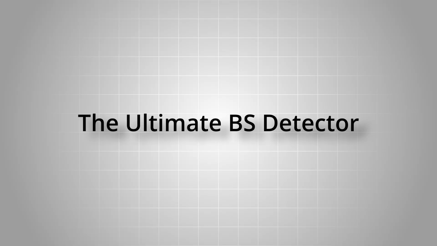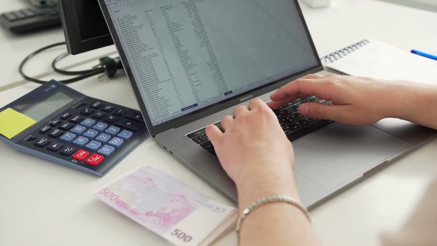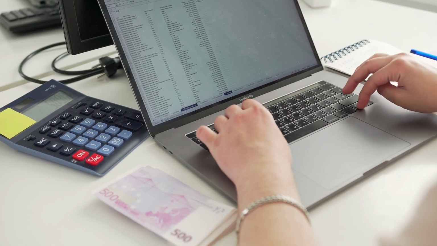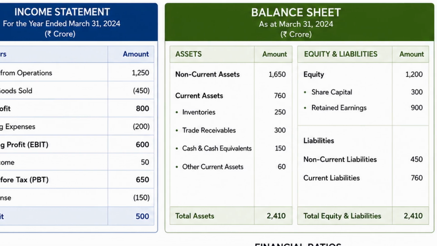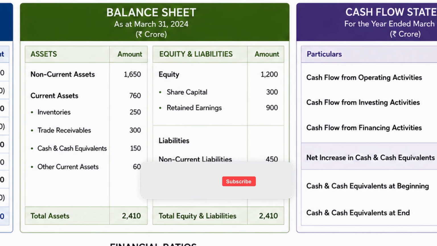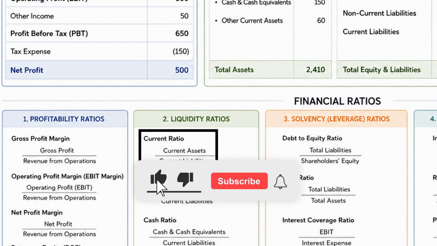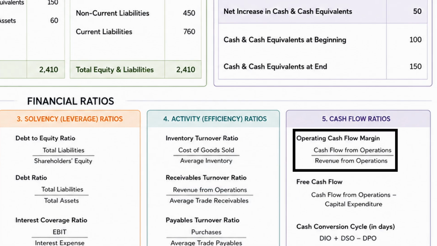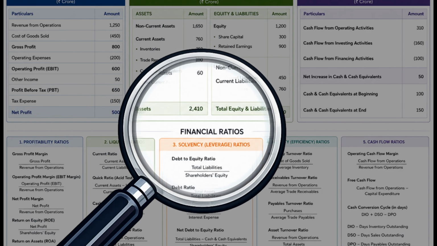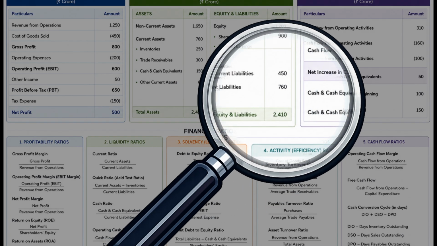Third, the ultimate BS detector. Management can sometimes use creative accounting to make raw income or revenue look incredible on paper. But ratios connect different parts of the financial statement together, like matching up what a company owns versus what it owes, or what it earns versus how much cash it actually collected. When you run these checks, hidden red flags become glaringly obvious.